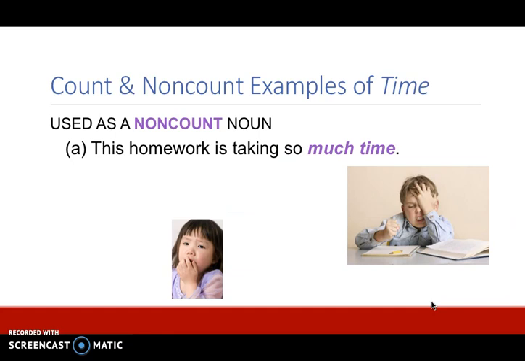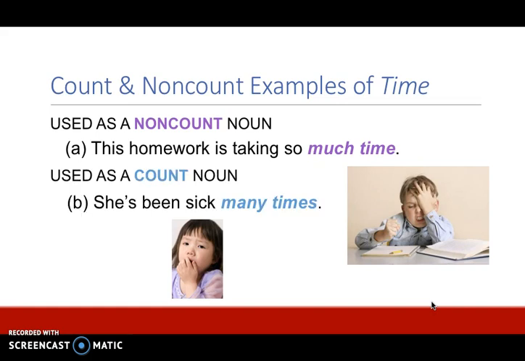Time. Used as a non-count noun, this homework is taking so much time. So this is the general idea of time. Used as a count noun, she's been sick many times. These would be individual instances when she was sick, individual events that we can count. For example, she was sick 1 time in January and 3 times in February. We can count that.